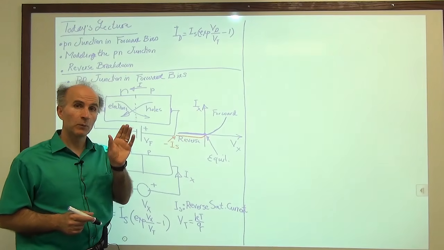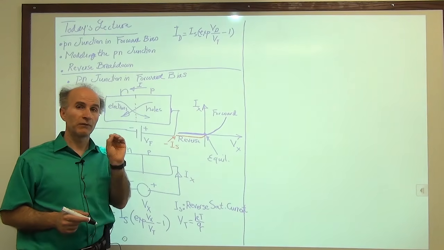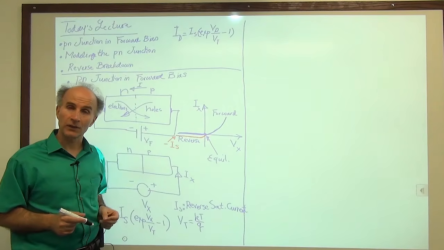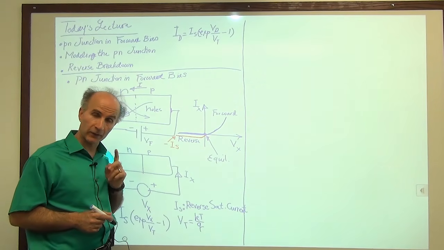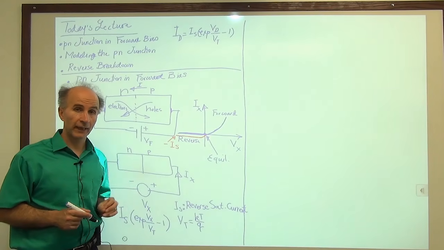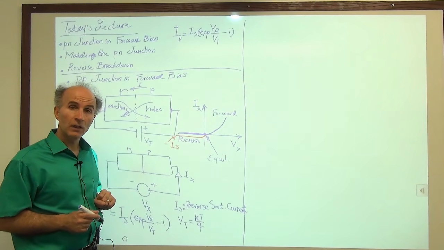So anytime we build a Pn junction and reverse bias it, there is a leakage current. And in some cases, that leakage current is problematic. We have to worry about it. We have to remember it and take that into account. So it's important to remember that.